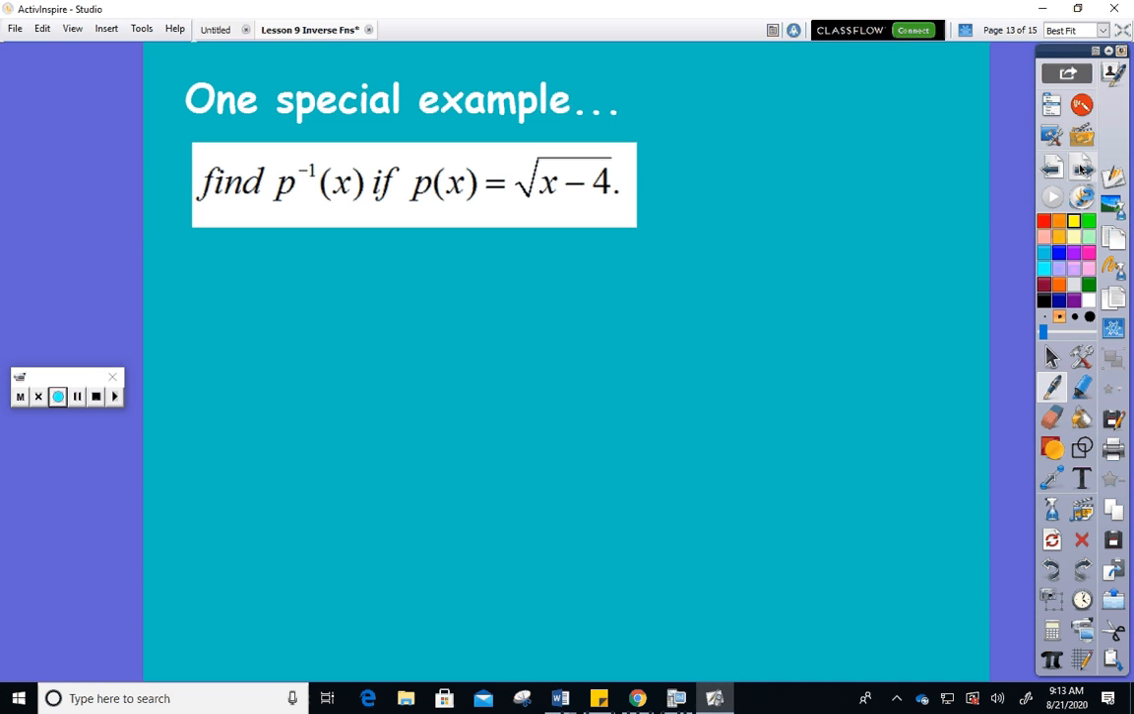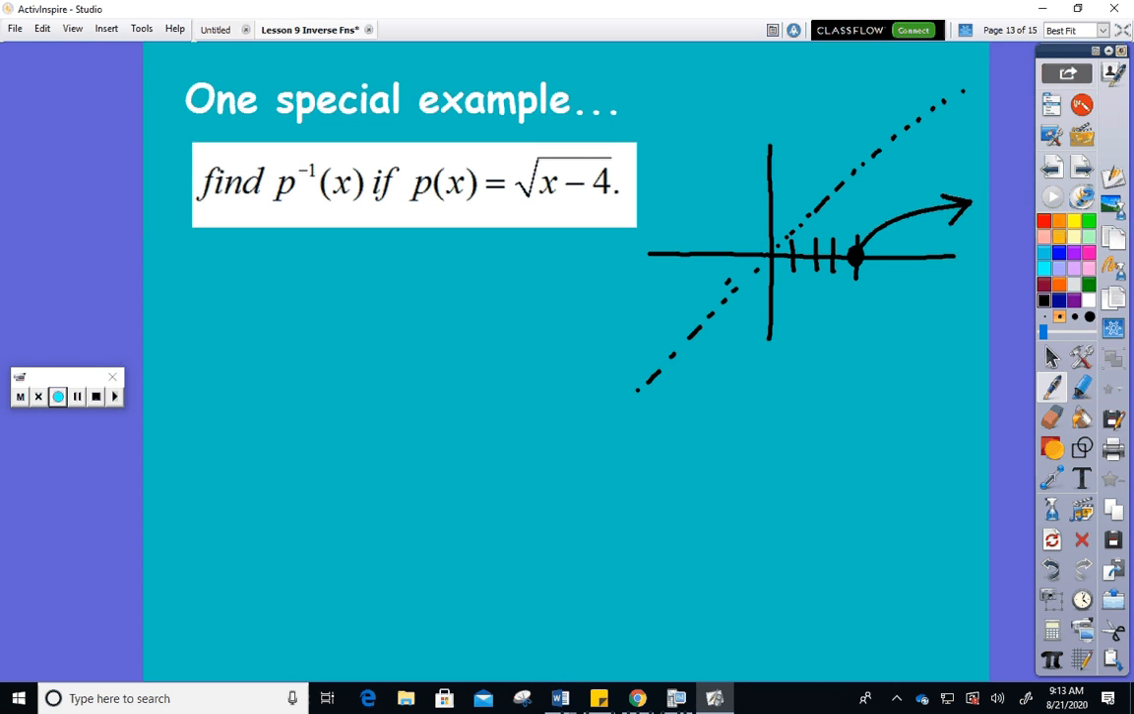So let me show you a special example of this in action so we can start to talk about this. Now, if I start to graph my p of x, I know what it looks like. It's going to be a square root function that starts to the right 4. And I'm just going to do a quick sketch because I want to not sketch it perfectly but use the sketch to make a point with you. So I know that p of x is one-to-one because it passes the horizontal line test. Therefore, p inverse of x does exist. I'm going to go ahead and draw my y equals x line of symmetry.